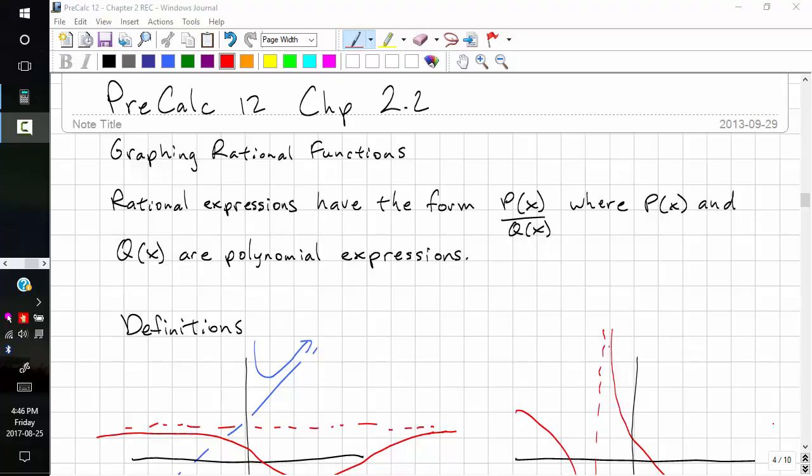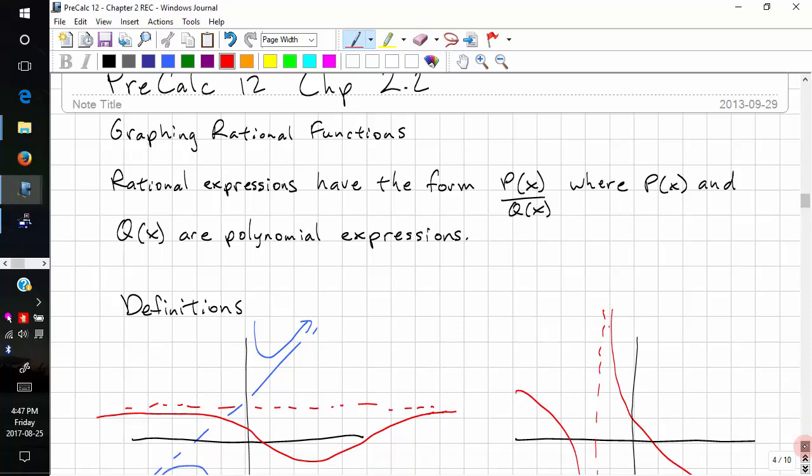This is Pre-Calc 12, Chapter 2.2. We're going to be looking at graphing rational functions. In Pre-Calc 11, you did graphing of reciprocal functions of linear and quadratics. So we're taking it up a notch. Rational expressions have the form p of x over q of x, where p and q of x are polynomial expressions.